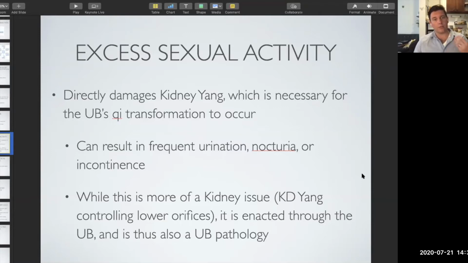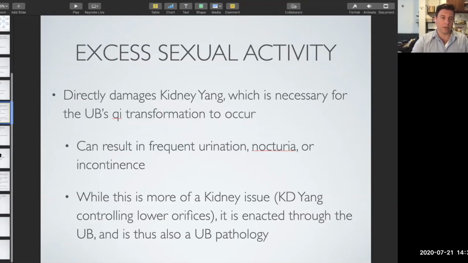The fact that they have a problem in their urinary bladder doesn't necessarily mean that we're going to use a single point on the urinary bladder. We may, but we're going to be focusing mostly on getting the kidneys tonified to deal with this urinary bladder problem.